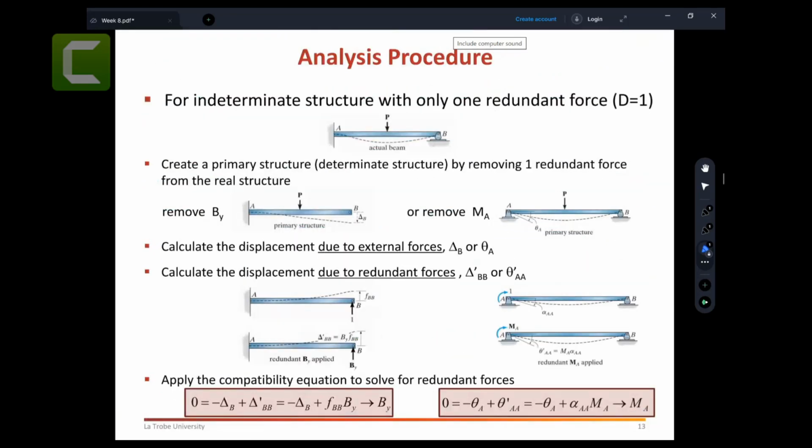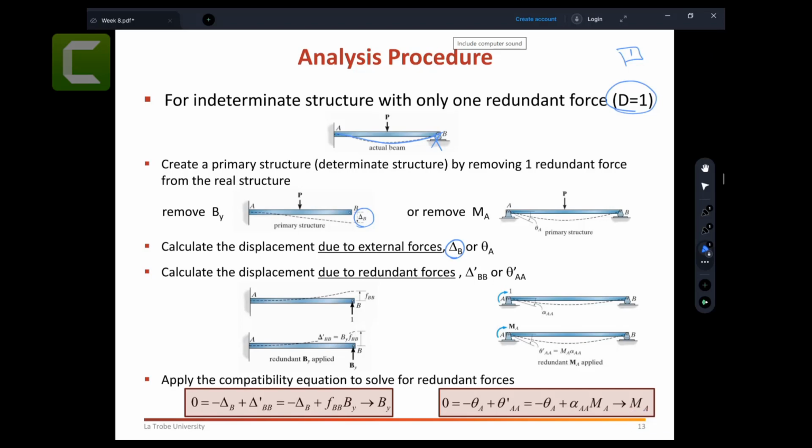Now let's take an example here. First you find the degree of indeterminacy, equal to 1 here. That is step number 1. Job done, easy. Then make up the primary structure by removing 1 force. So let's make this roller the redundant force. When I remove that roller, the structure will have this displacement, which you're going to find using the virtual work method. So find this displacement delta B.